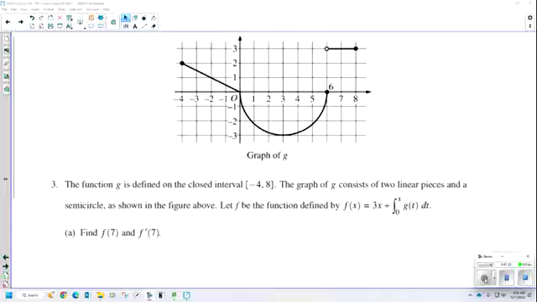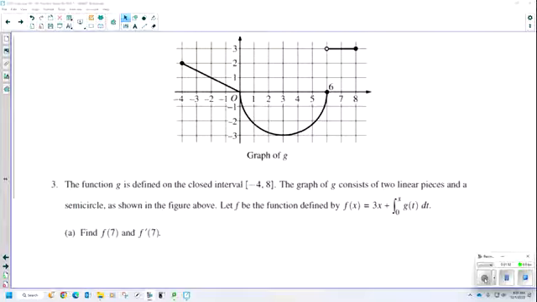Number 3, the function g is defined on the closed interval from -4 to 8. The graph of g consists of 2 linear pieces and a semicircle, as shown in the figure above. Let f be the function defined by f of x equals 3x plus the integration from 0 to x of g t dt. 3a is asking us to find f of 7 and then find f prime of 7. So we will do this in 2 steps.